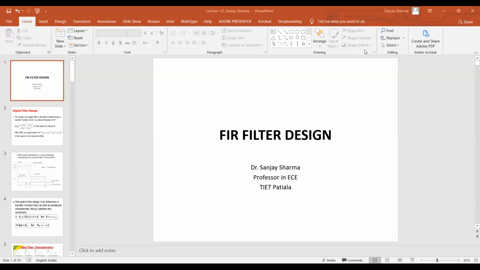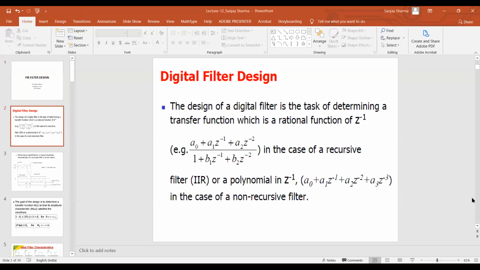Today we will discuss the FIR filter design. Now, this is the equation we have already discussed when I introduced the concept of digital filters.